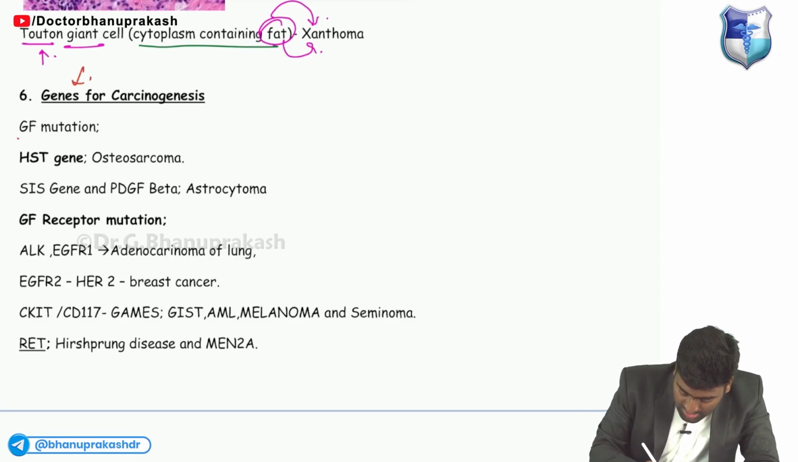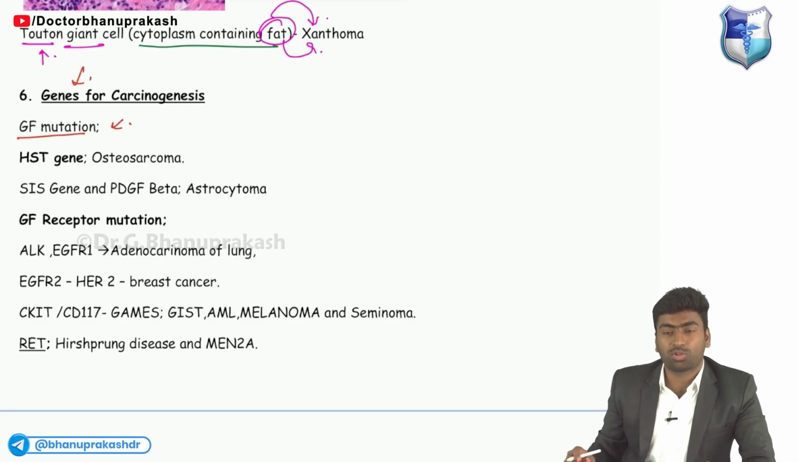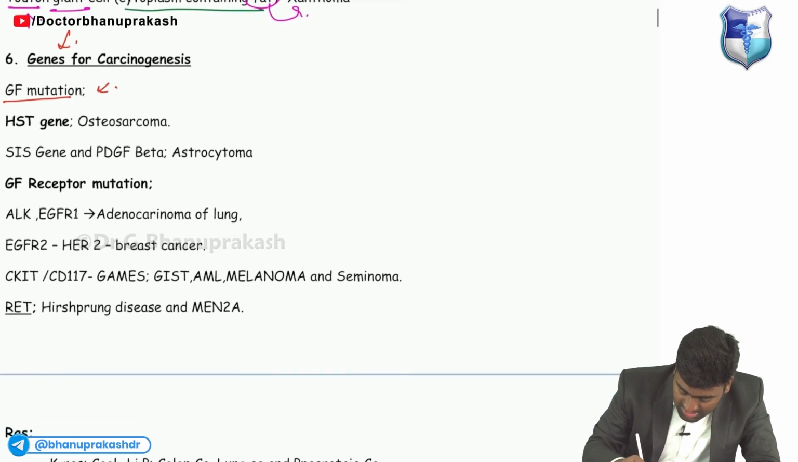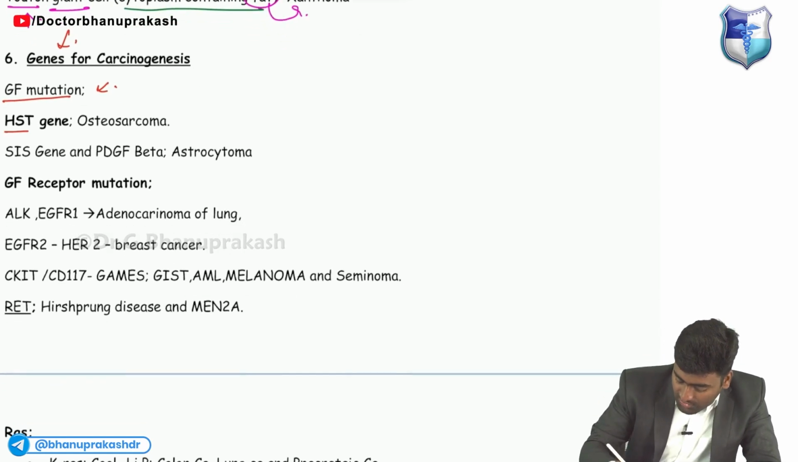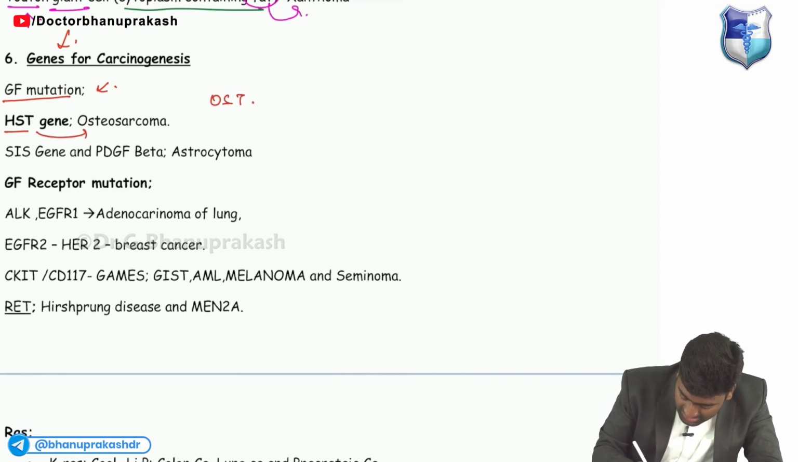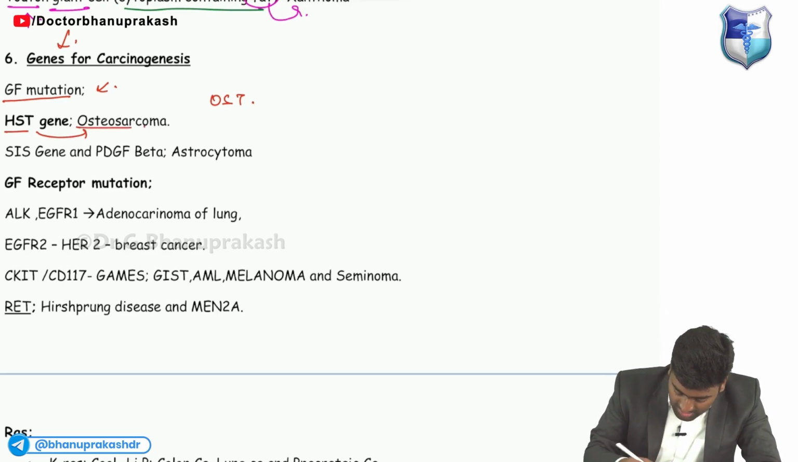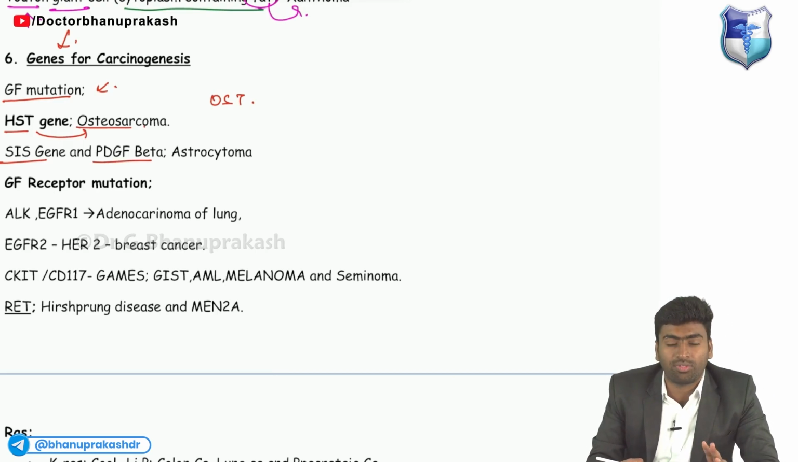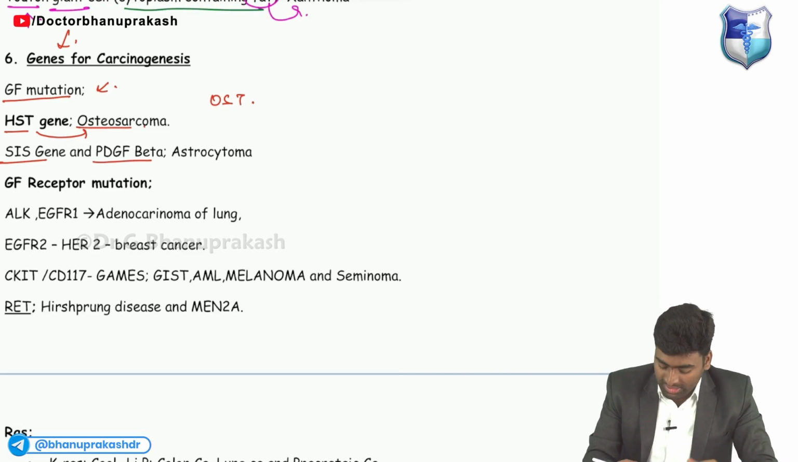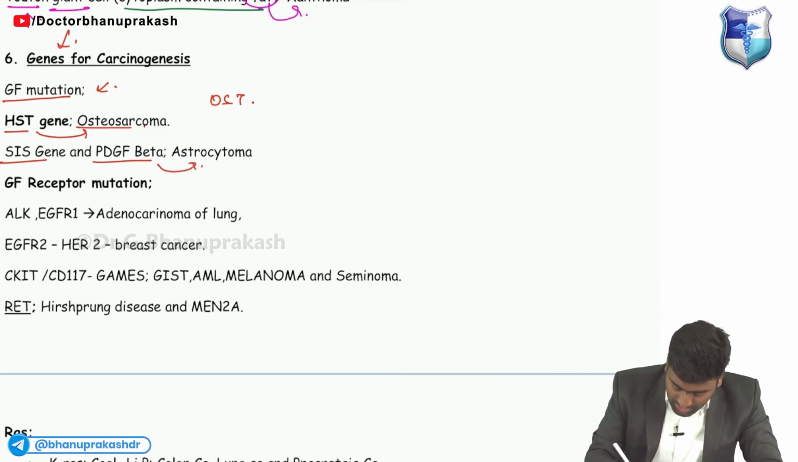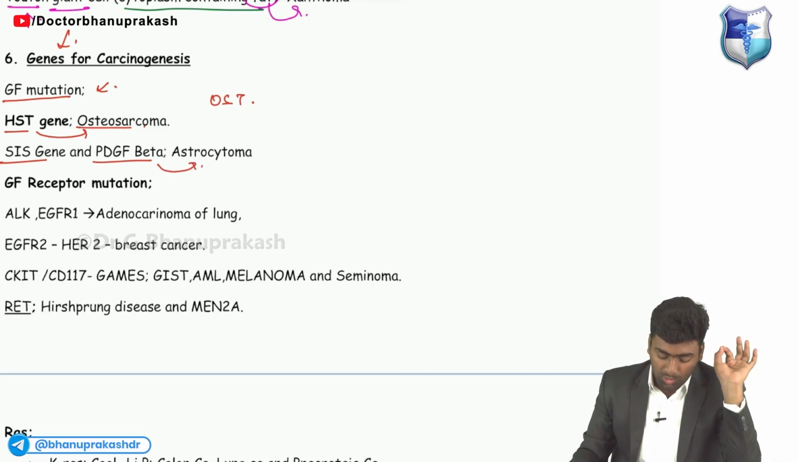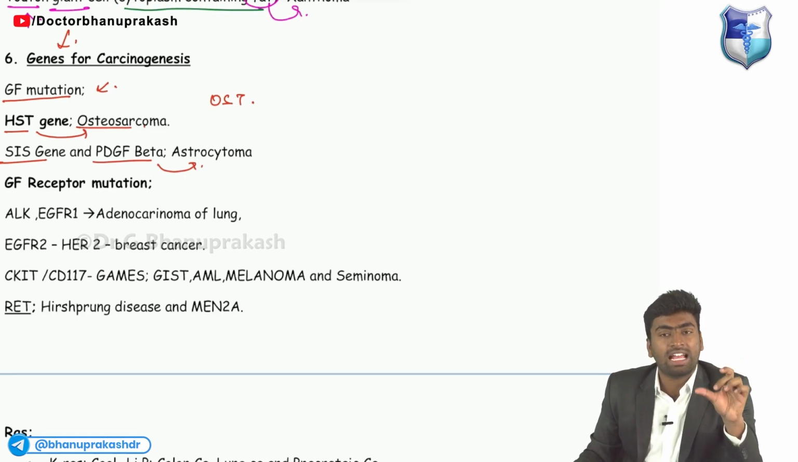About these genes, first we'll see the growth factors, and the growth factor which includes the first gene is the HST gene. So if you see the HST gene, remember this: make HST into OST. HST will be seen in a case of osteosarcoma. Next, there are two genes, the sis gene and PDGF-beta. Platelet derived growth factor will be seen in a case of astrocytoma. So HST, osteosarcoma; PDGF-beta, astrocytoma.